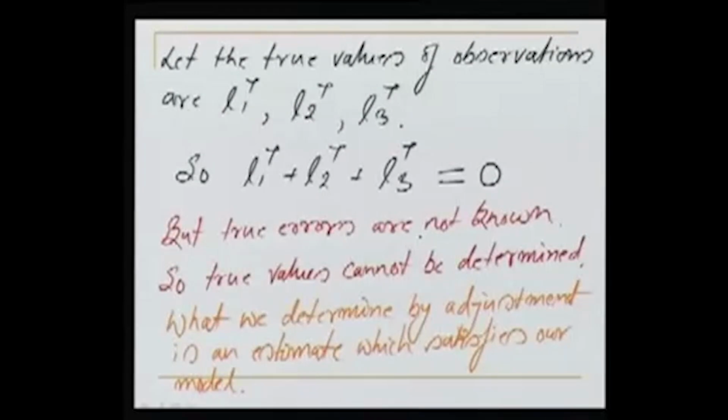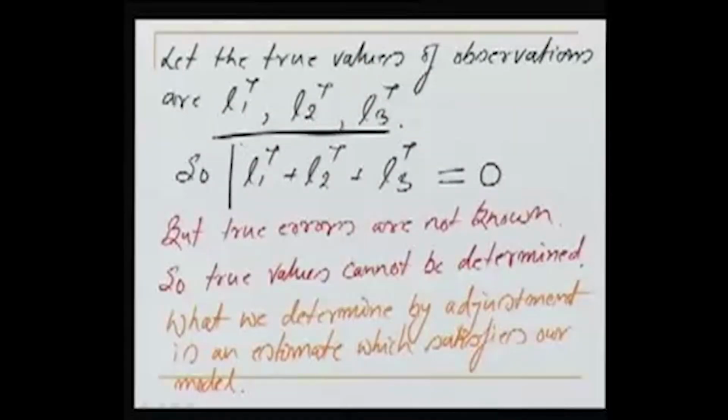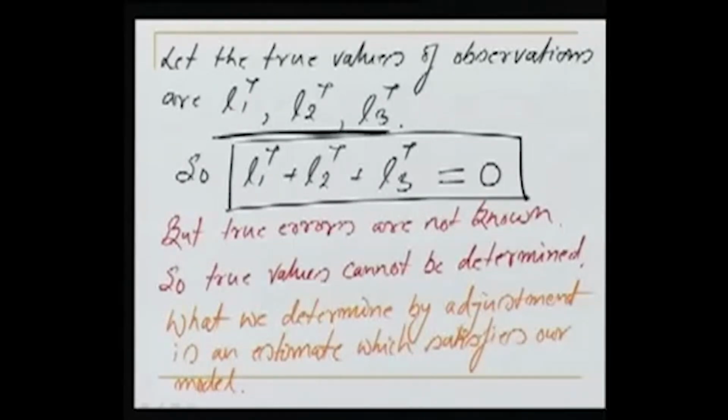So let us say for L1, L2 and L3, the true values are L1T, L2T and L3T. Had there been no error at all, in that case this model will be satisfied, because true values means there is no error. But do we observe true values? We cannot. What we observe is with some error. So observations are with some error.